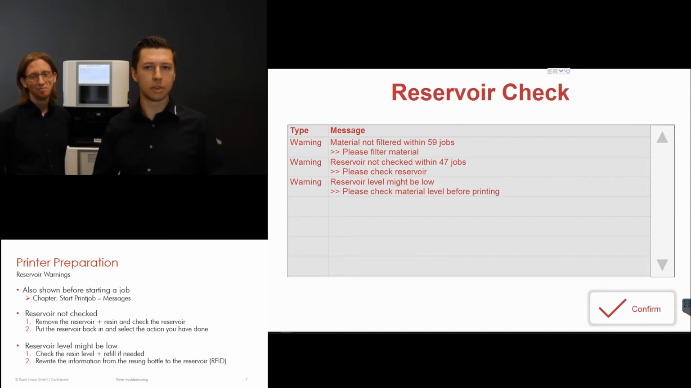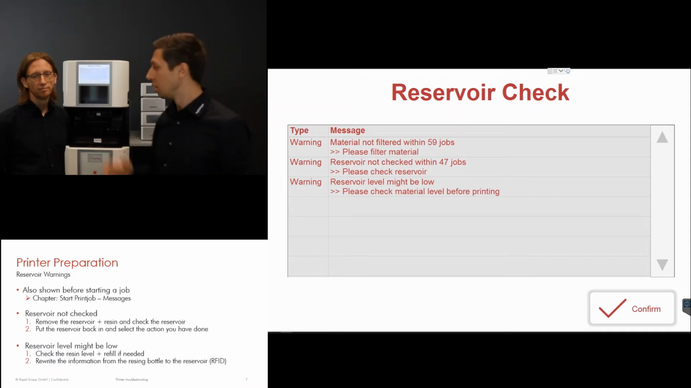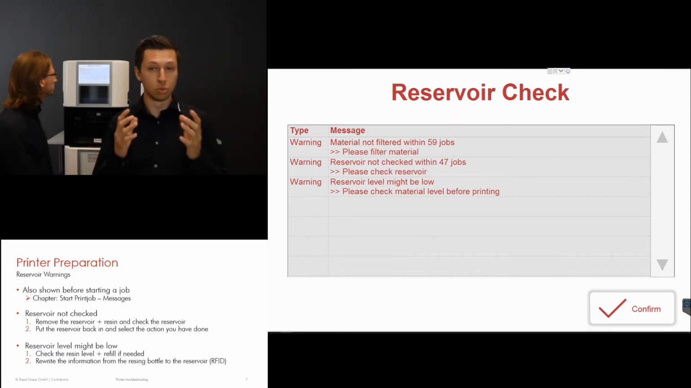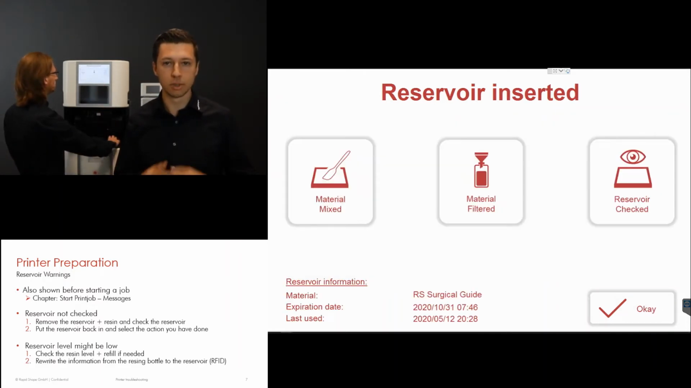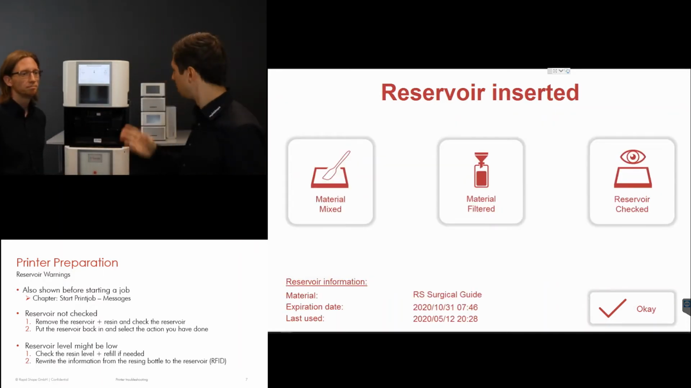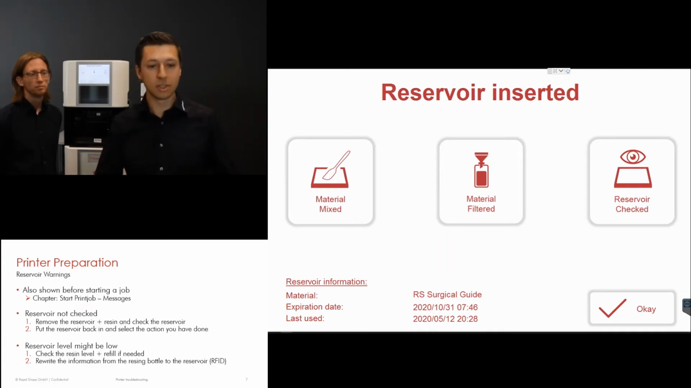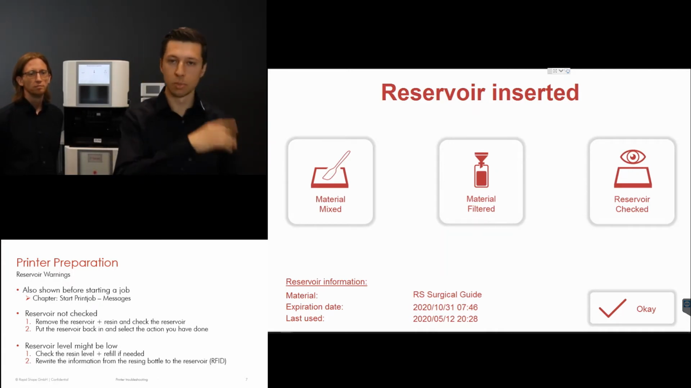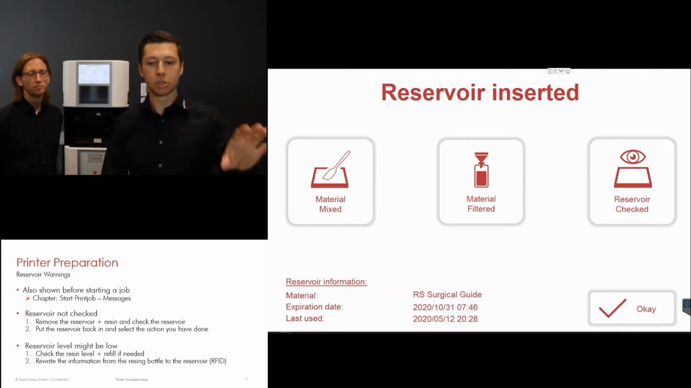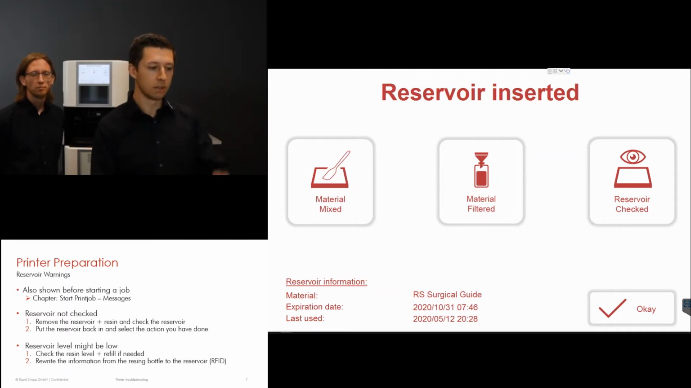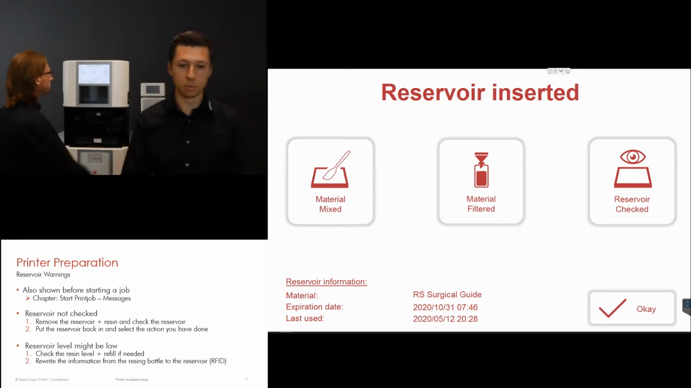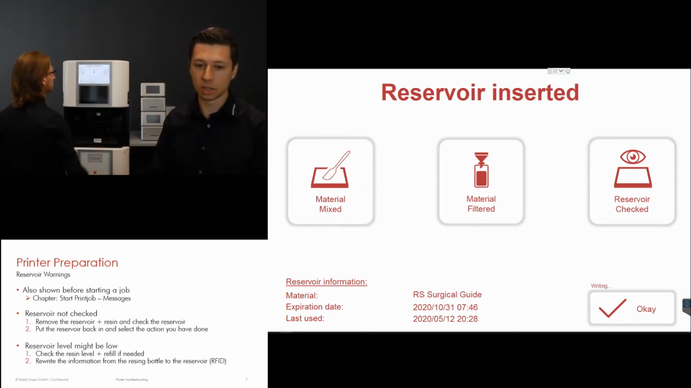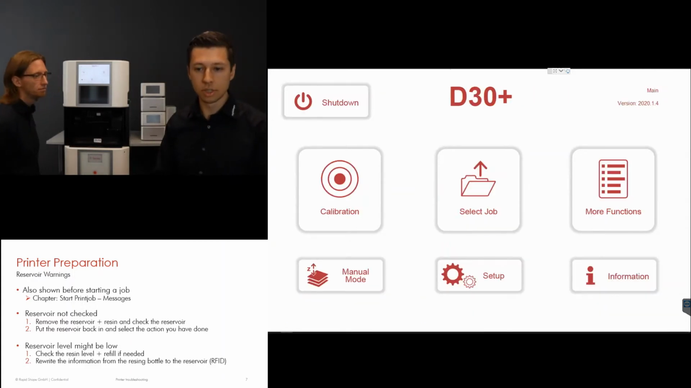So let's start first with reservoir not checked. Easy solution: you remove the reservoir, you remove the resin, best is to filter it also, and you check the reservoir by holding it in the light. If you have done this, you just reinsert the reservoir, click on confirm when the message appears, and say which action you have done. If Robert has checked the reservoir, he clicks on check reservoir. So now the reservoir is checked.